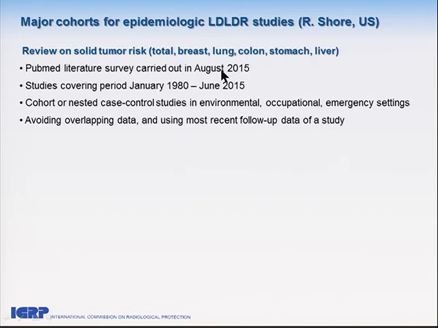Human data: we have done a review of major cohorts for epidemiologic low dose rate studies, and Roy Shore from the US, former RERF, he did that already. So he reviewed the data on solid tumor risks, total cancers, but also on selected cancer sites, breast, lung, colon, stomach, and liver cancers, and did a PubMed literature survey.